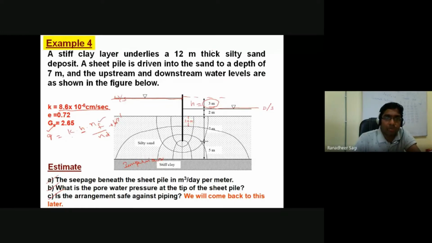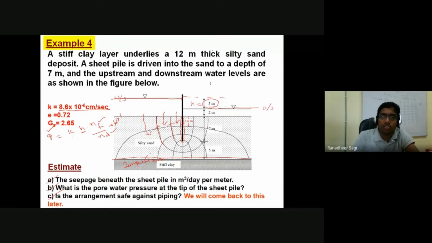How many flow paths and potential drops are there in this flow net diagram? Let us count. First, let me count how many flow lines I have. The first flow line is obviously along the boundary of the sheet pile, and the last flow line is along the boundary of the clay strata, that is for sure. And this is another flow line, and this is another flow line. So the total number of flow lines is 1, 2, 3 and 4.